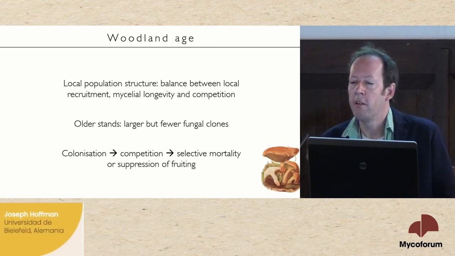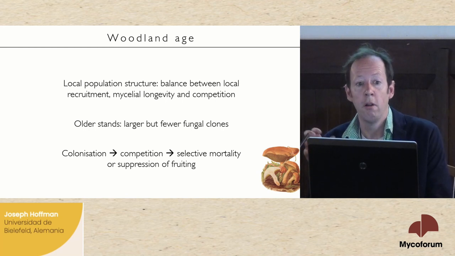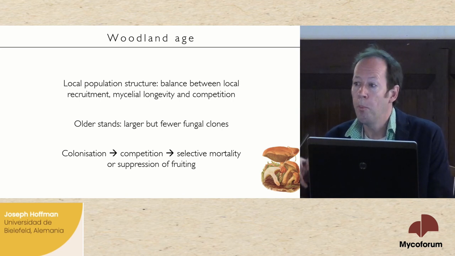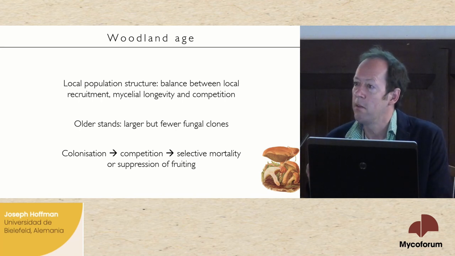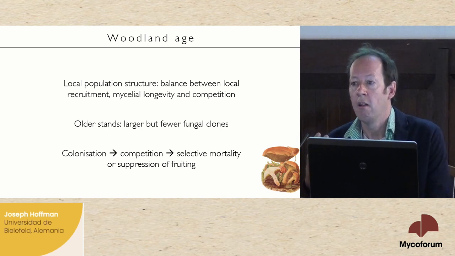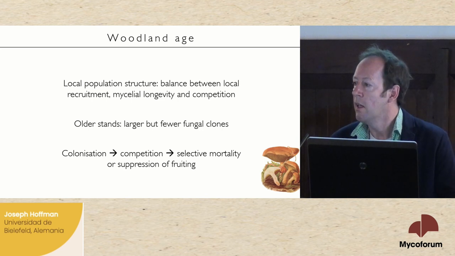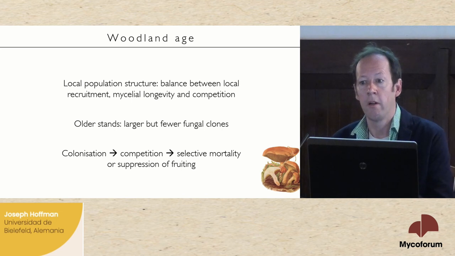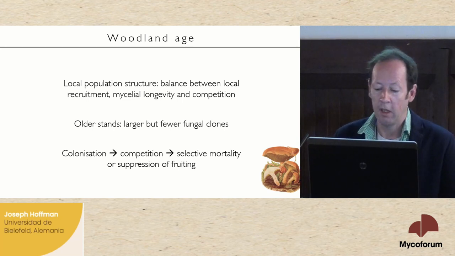But it gets more complicated because at the local level, population structure should reflect the balance between the local recruitment of spores, the longevity of the mycelium, and competition between different individuals. And studies have shown that older stands of trees often carry larger but fewer fungal clones. And so it's been argued that young sites are colonized by many individuals. These then compete with one another, and eventually over time, this leads either to the selective mortality of some individuals or to the suppression of fruiting.